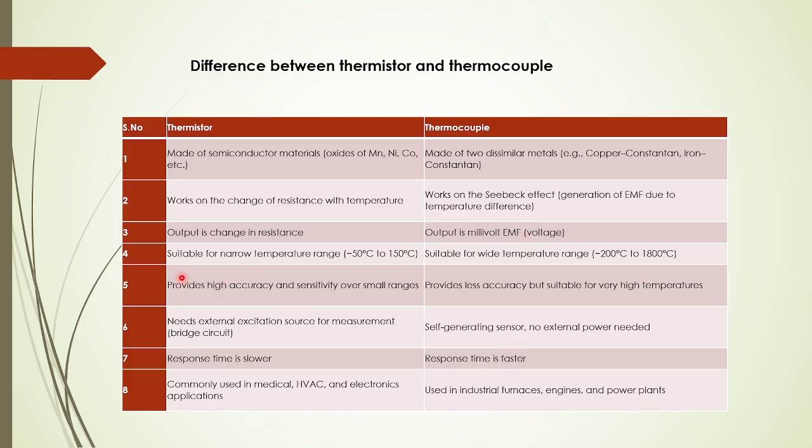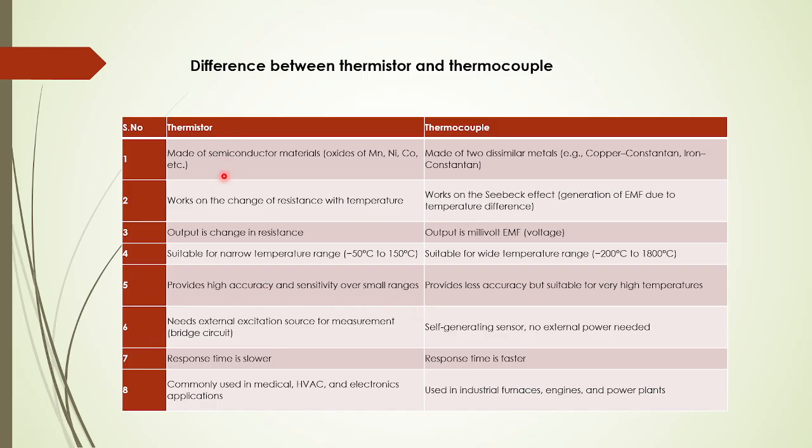The fourth one is that the thermistor is suitable for a narrow, low temperature range, minus 50 degrees centigrade to 150 degrees centigrade. But the thermocouple is a wide range application, for example minus 200 degrees centigrade to 1800 degrees centigrade. The fifth one is that the thermistor provides high accuracy and is sensitive over small ranges, and the thermocouple provides less accuracy but is suitable for very high temperatures.